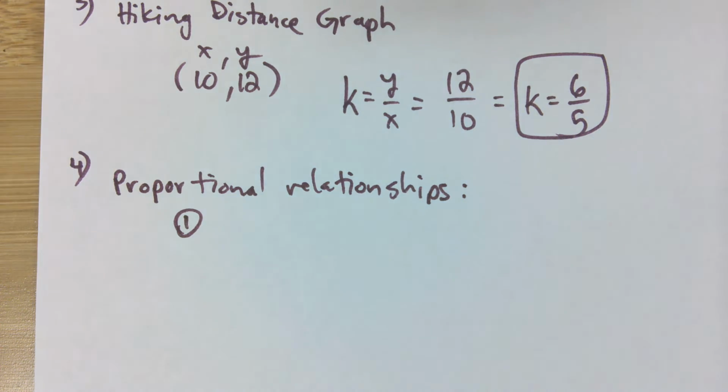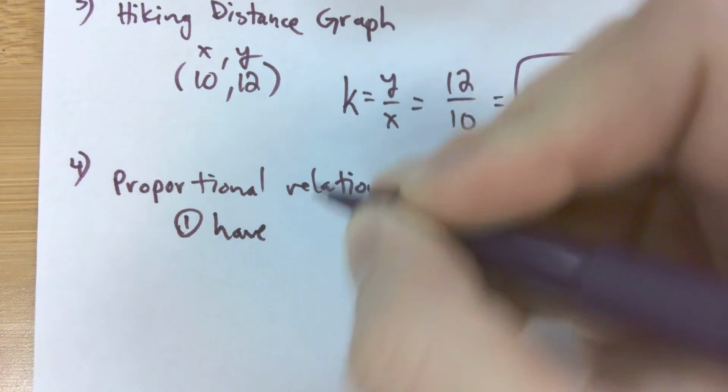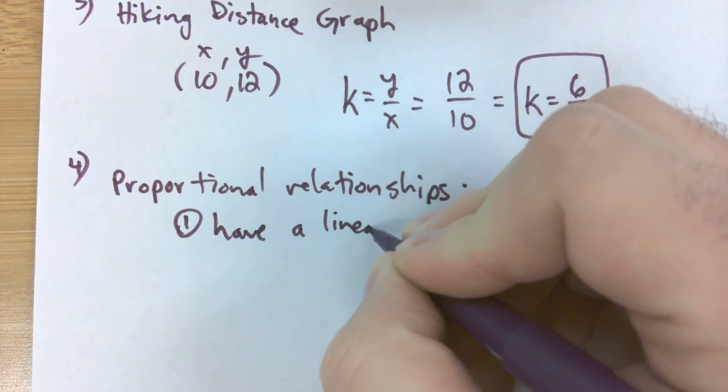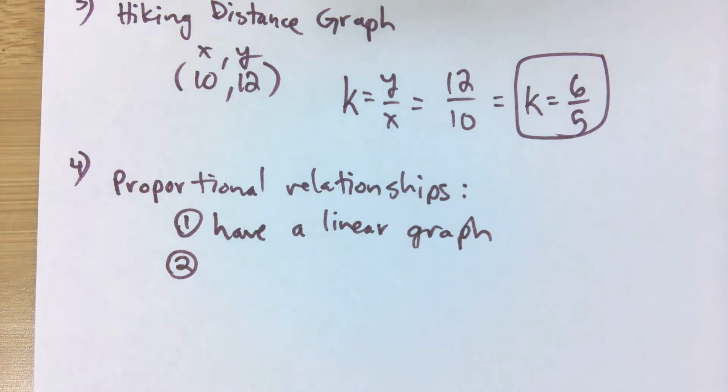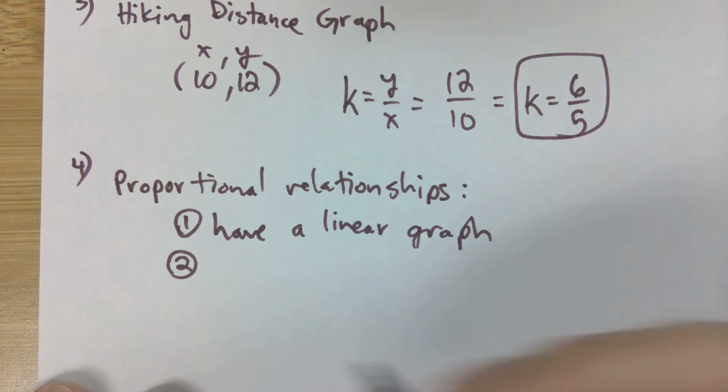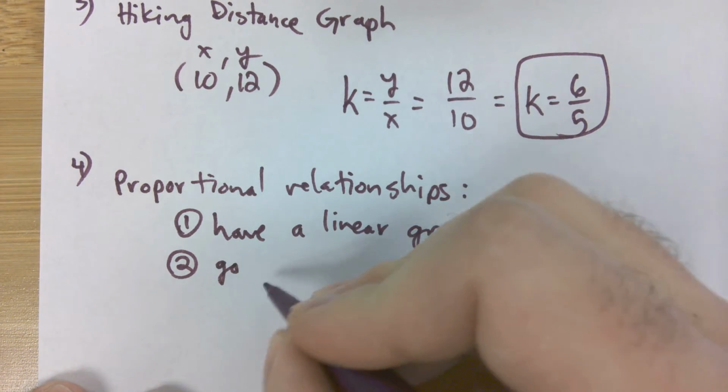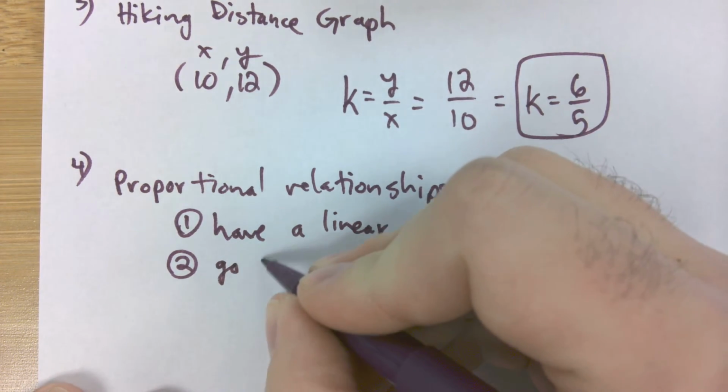First, they have a linear graph. We know that, right? It's got to be a straight line. And the second thing we need to have a proportional relationship is what? Do we need to have a negative value of k? Do we need to have a graph that changes directions? What do we need? That's right. We need a relationship that goes through the origin.